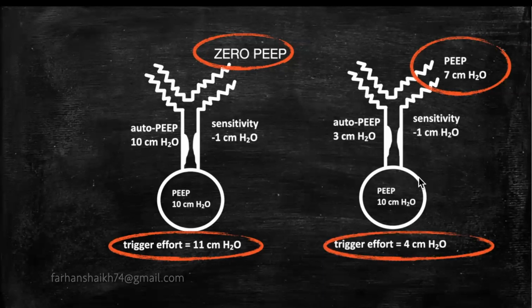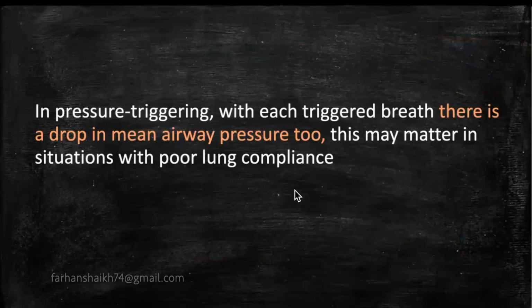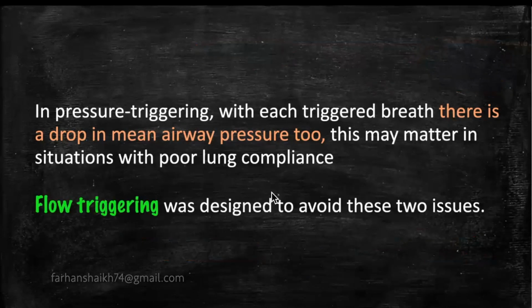So that is the advantage of applying some PEEP from outside, to make it easy for the patient to trigger the next breath during pressure triggering in patients with increased airway resistance and auto PEEP or intrinsic PEEP. In pressure triggering, one more problem is that whenever the patient drops the pressure to trigger, there is a drop in the mean airway pressure also. The drop may be just 1 to 2 centimeters of water, but it may matter in situations of poor lung compliance or severe ARDS. Flow triggering was designed to avoid these two issues.